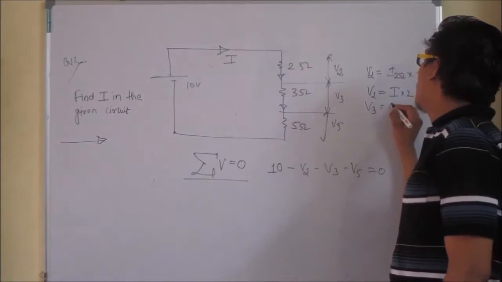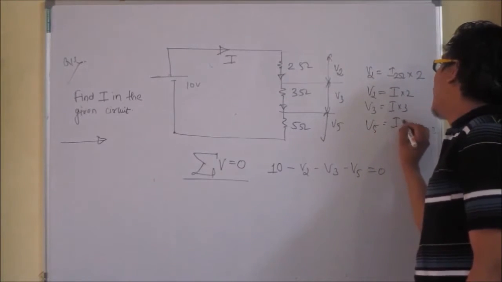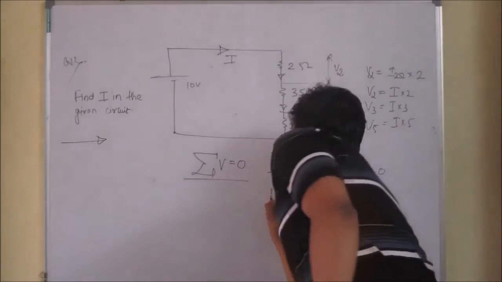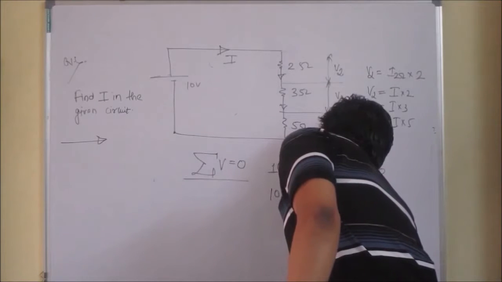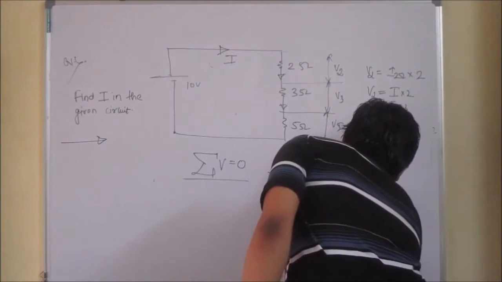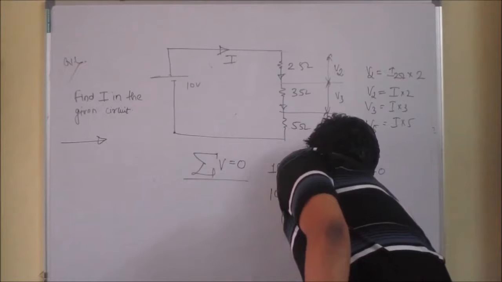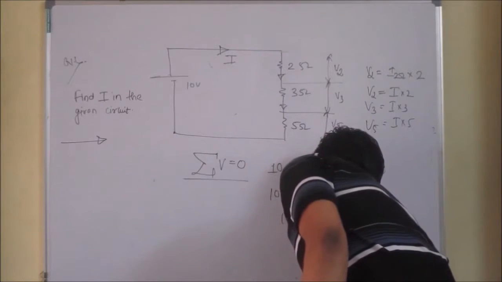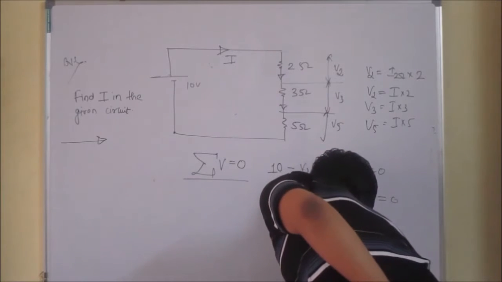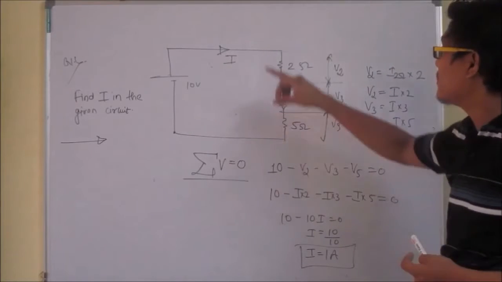Similarly, V3 is equal to I into 3. What is my V5? I into 5. I will substitute the values of V2, V3 and V5 over here. 10 minus I into 2 minus I into 3 minus I into 5 is equal to 0. 10 minus 10I is equal to 0. I is equal to 10 by 10. I is equal to 1 ampere. This is the value of current flowing in this circuit.